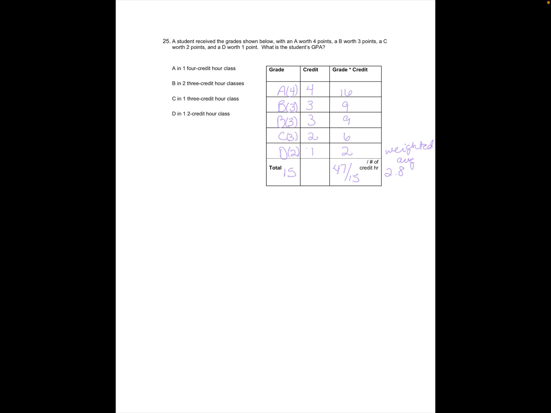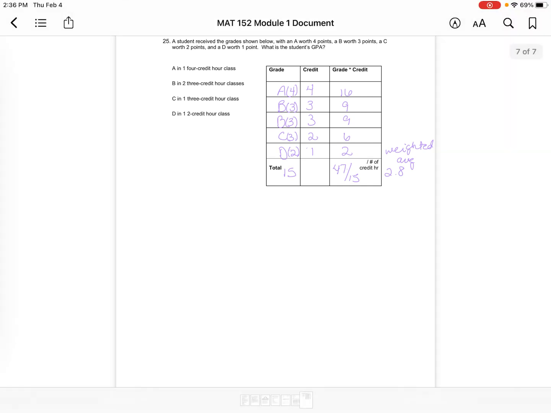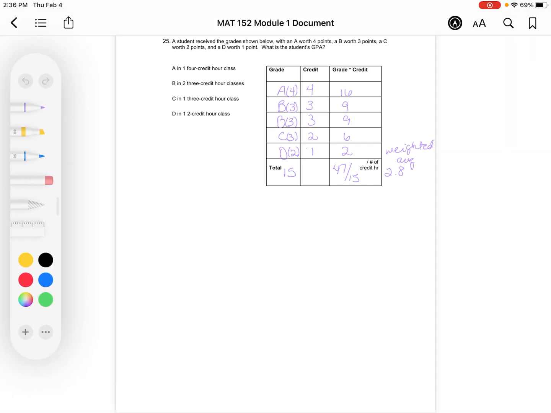So you can see I added up, multiplied all of the credit hours times the points for each credit hour. Got that total to be 47. Excuse me, that total is 42. Sorry about that. And then I divided by the total of the grades.